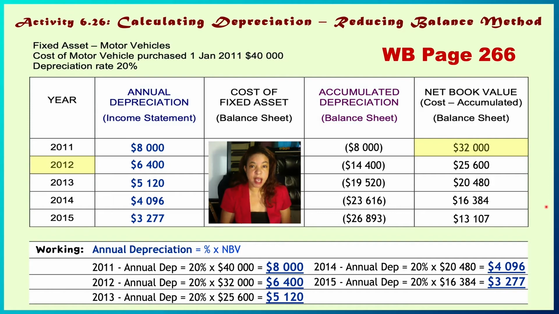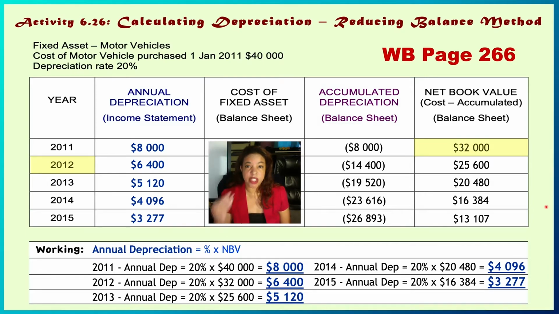Basically, if the exam were to give you a table to do in terms of these different years, you just have to do a format. And unlike the straight line method, where there is just one working in terms of the amount of years, because it is the same annual depreciation throughout the useful life of that particular non-current asset.